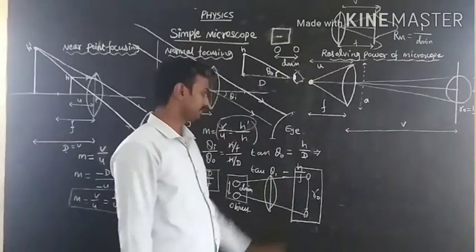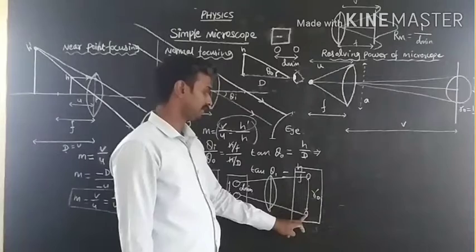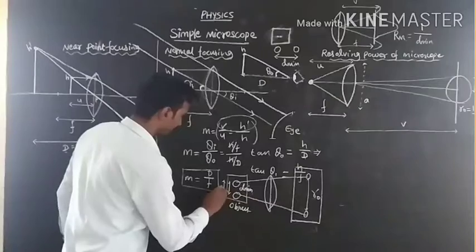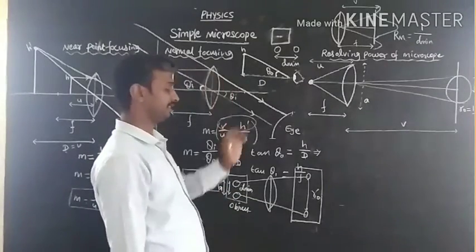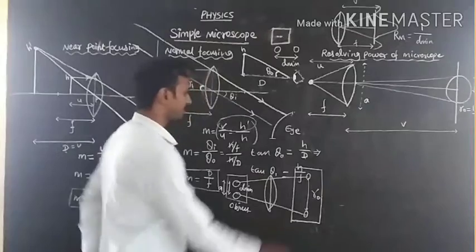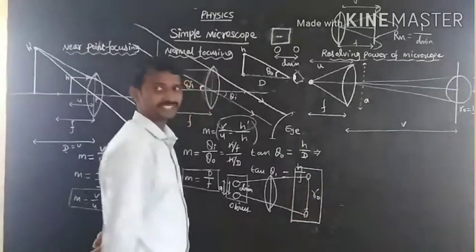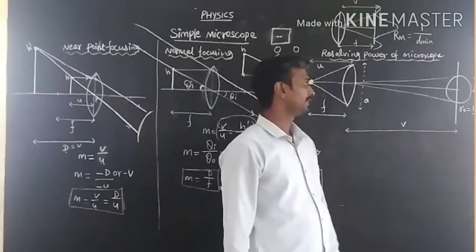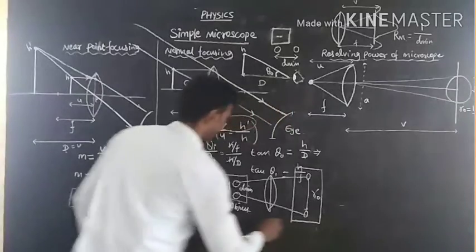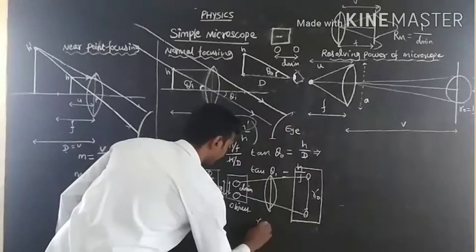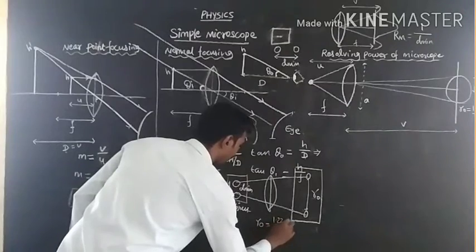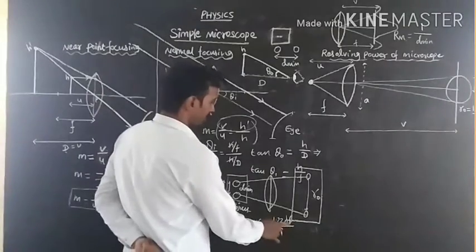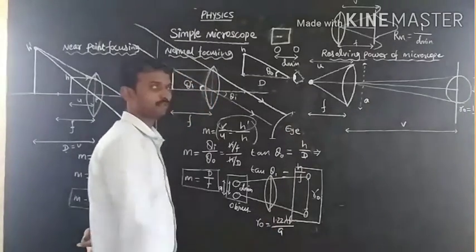In the title resolution, this is the value of R naught and this is the actual value. This is denoted by A. From the title, the value of R naught on the image side is equal to 1.22 lambda f divided by A. So in the resolution title we derived the equation R naught equal to 1.22 lambda f divided by A, in which the image is formed at the focal length.